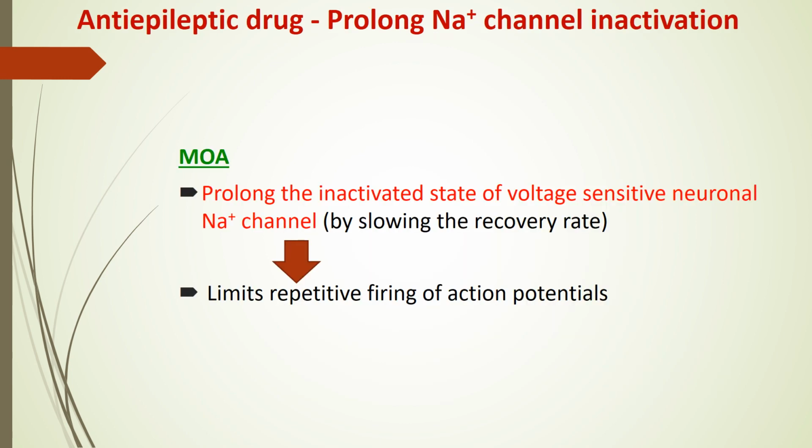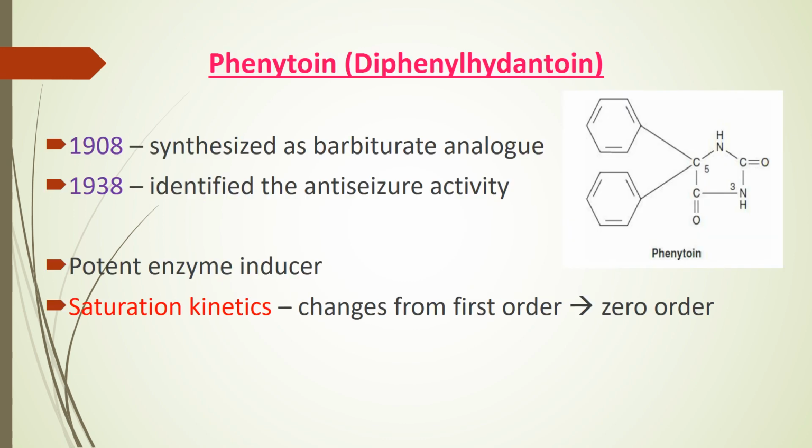They prolong the inactivated state of voltage sensitive neuronal sodium channel. That means they slow the recovery rate or delay the recovery from a closed state, which leads to limitation of the repetitive firing of the action potential. So our first agent is phenytoin or diphenylhydantoin. Initially synthesized as a barbiturate analog, later it was found to have anti-seizure activity and is now widely used as an anti-epileptic drug. It's a drug with a potent enzyme inducing capability.